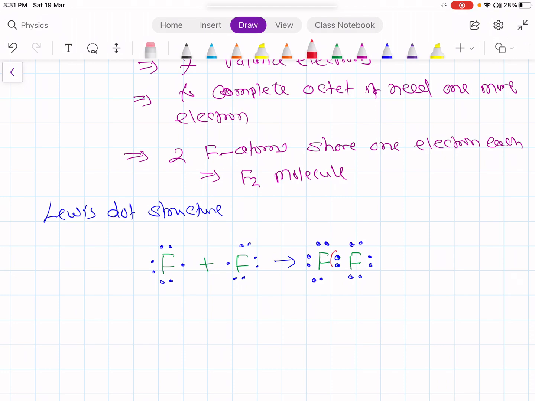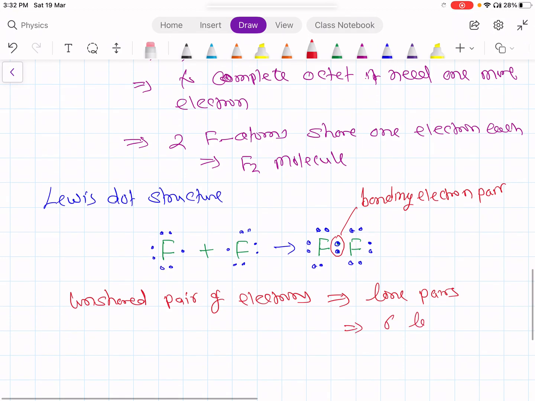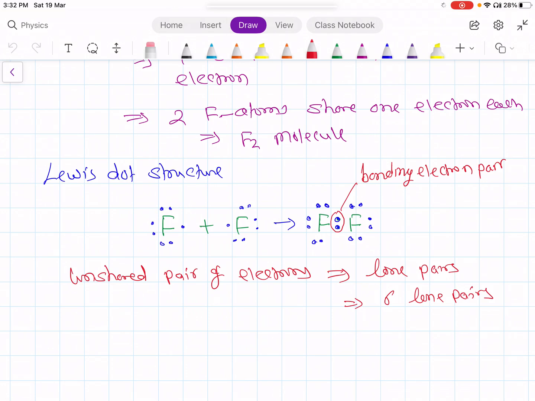In this case, this pair forms the bond, so it is called the bonding electron pair. And there are 3 unshared pairs of electrons for each atom here. So there are a total of 6 unshared pairs of electrons. These unshared pairs of electrons are called lone pairs. So in this case, there are 6 lone pairs. So these are the covalent bonds between two like atoms. Examples are hydrogen and fluorine.